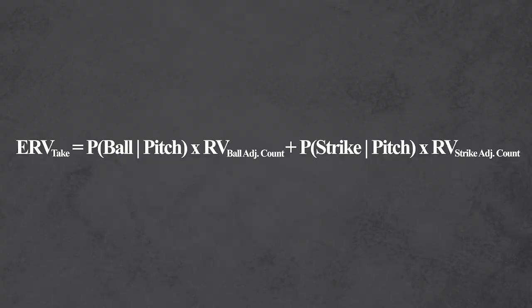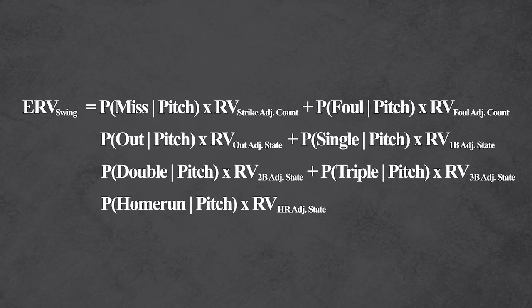If a batter takes a pitch, the expected value is the chance that pitch is called a ball times what happens if it is a ball, plus the chance that pitch is called a strike times what happens if it is a strike. Similarly, if a batter swings, the expected value is the weighted probabilities of all the possible outcomes.